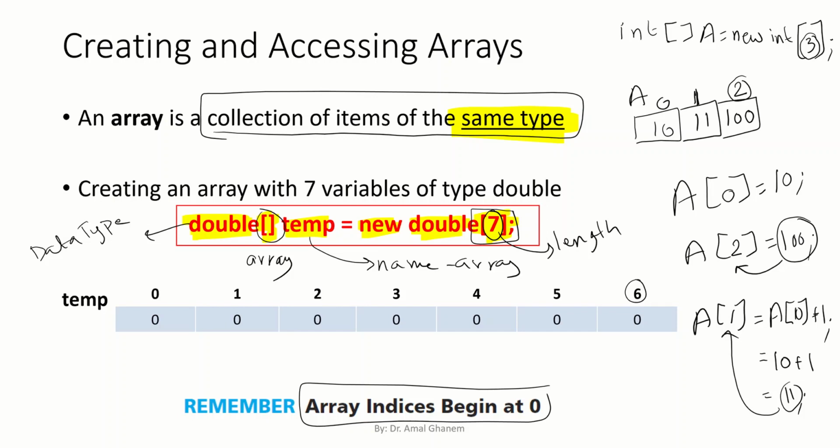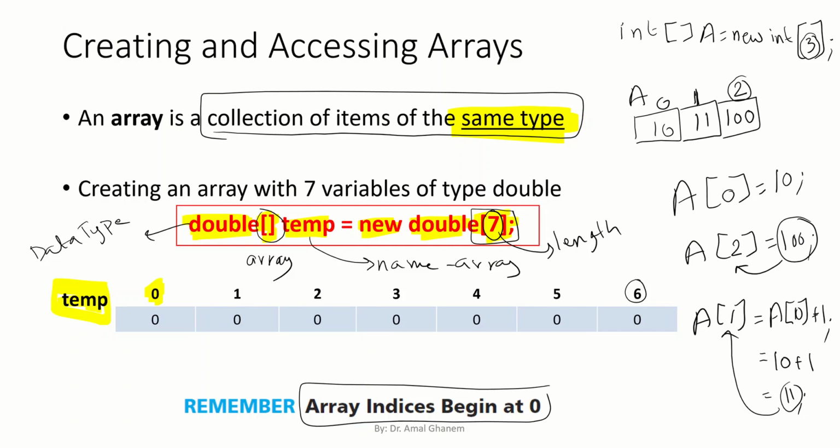When you create an array, remember, the whole array will have only one name, just like our example here where we have temp. But we will have many locations, and the first location is always 0 and it will be incremented. So 0, 1, 2, up to the end. And we know that if the length is 7, the last index is 6. If the length is 100, the last index is 99.